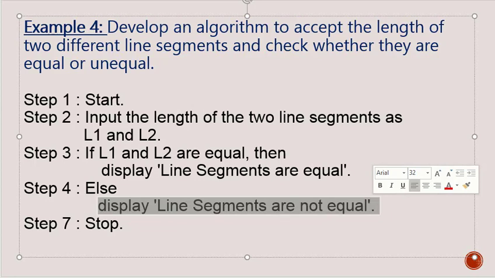So the condition is whether L1 and L2 are equal or not. Based on the condition, there are two display statements written here, and any one of them will get executed. If they are equal, it will display that the line segments are equal. Else, meaning the condition has not been met and they are not equal, it will display that the line segments are not equal.